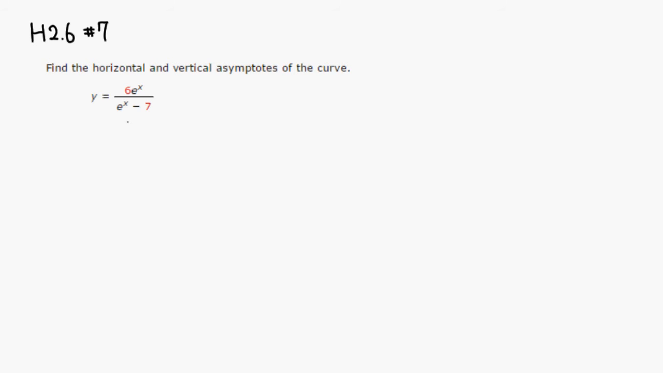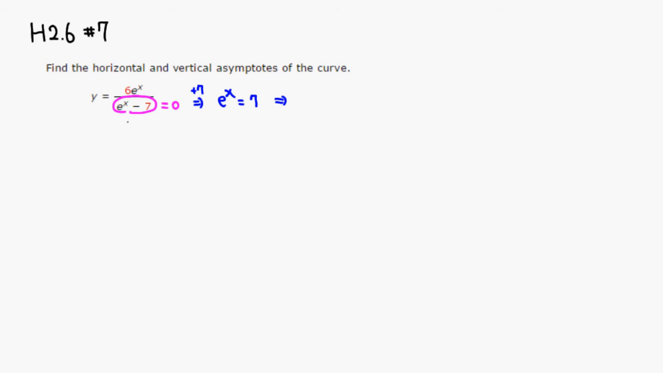In order to find the vertical asymptotes, we are looking for the x value which makes the denominator 0. So here we set this equal to 0. What do we get? You have e^x, and I'm going to just add 7 to both sides. So e^x equals 7.